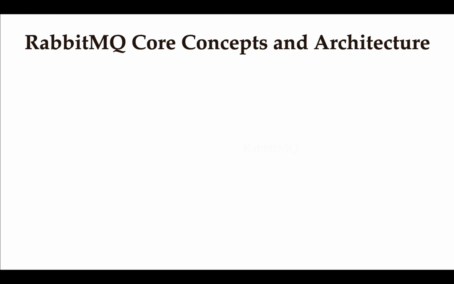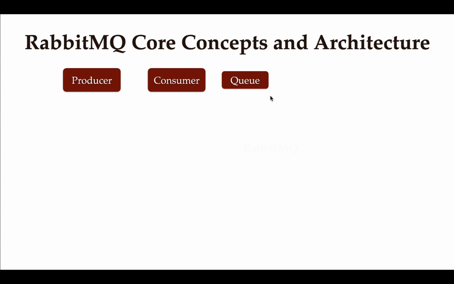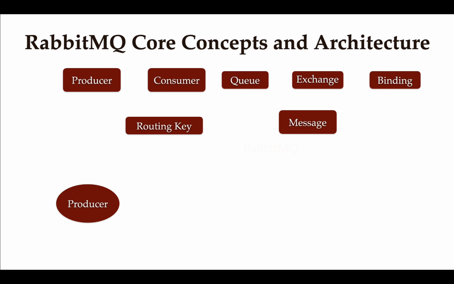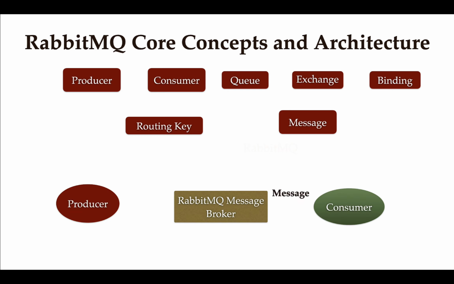First, we will understand RabbitMQ core concepts and RabbitMQ architecture, such as what is producer, what is consumer, what is queue, what is exchange, what is binding, what is routing key, and then what is message. Once we understand all these RabbitMQ core concepts, next we will understand RabbitMQ architecture.